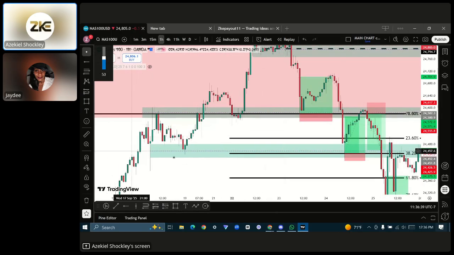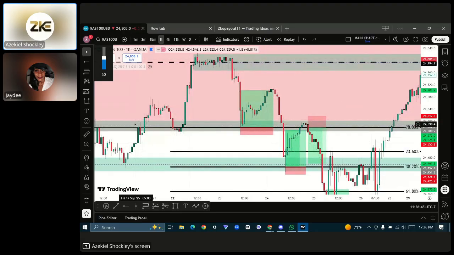Zeke, why'd you take buys right here? I took buys right there because that's also my point of interest. How did you get that entry? It's the 382 of my fib. How'd you take sales right here? It's the 0 point of my fib from the previous point of interest at the exact region I took a buy from. It's just a break and retest.